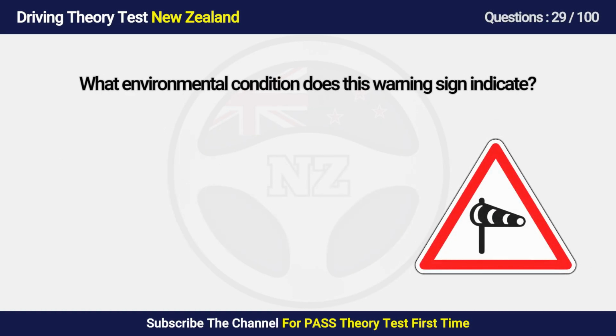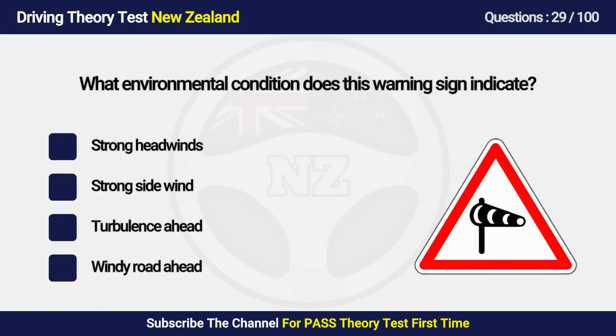Question 29. What environmental condition does this warning sign indicate? A, strong headwinds, B, strong side wind, C, turbulence ahead, D, windy road ahead.